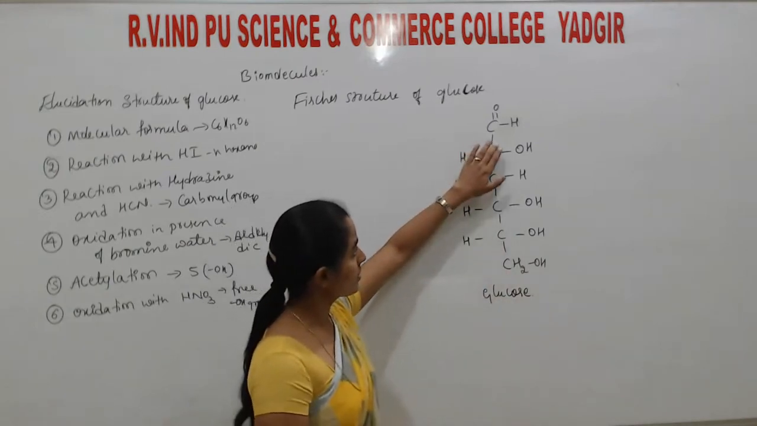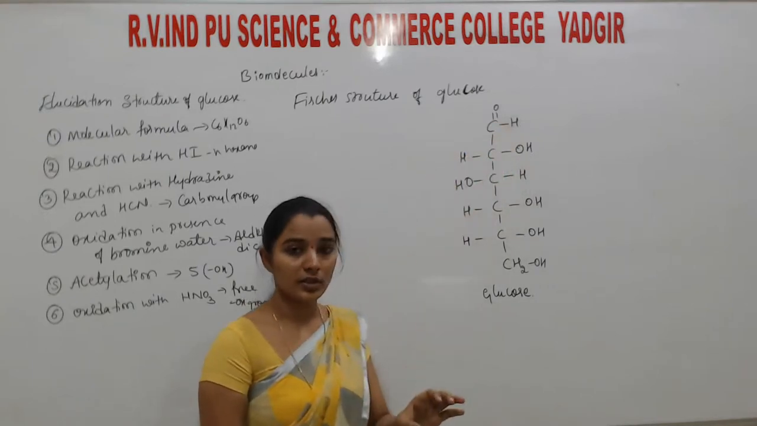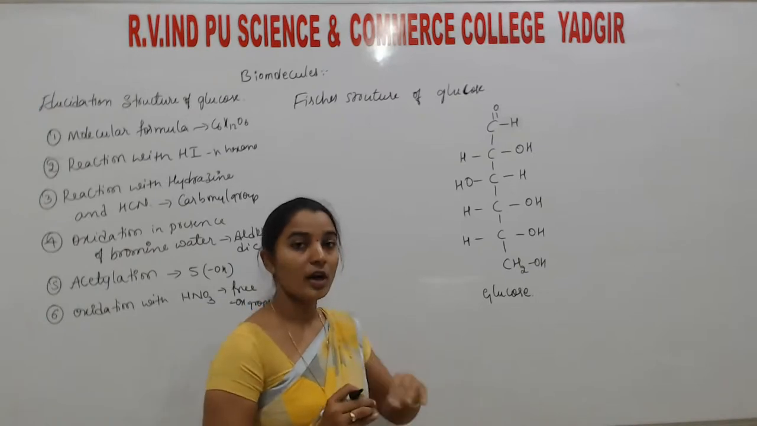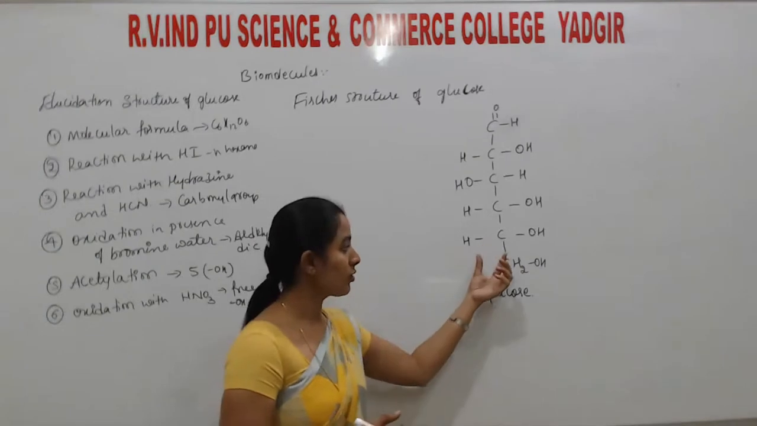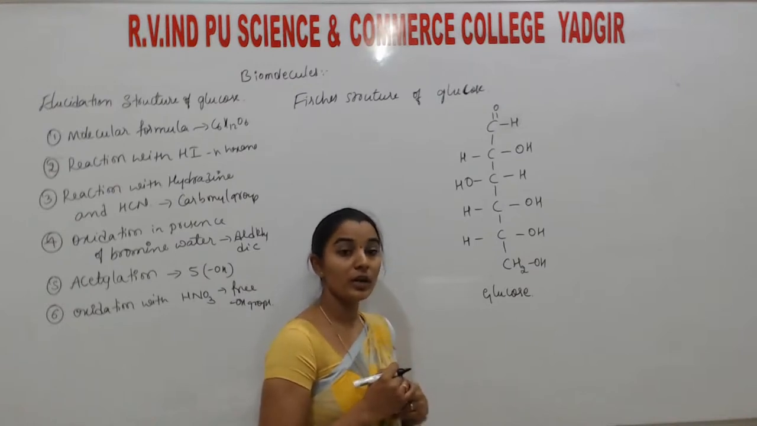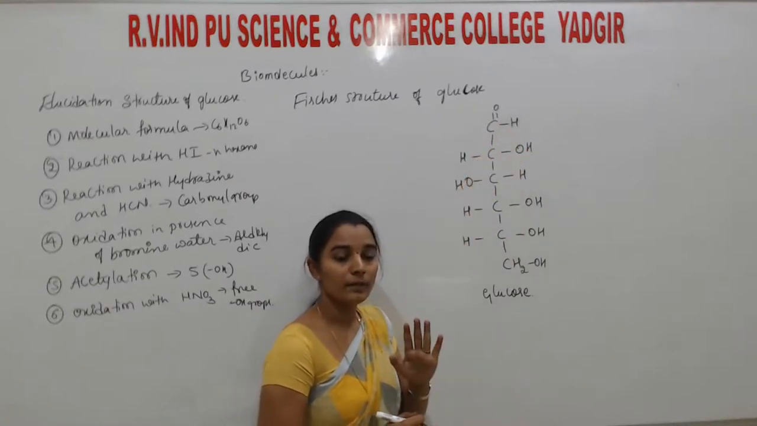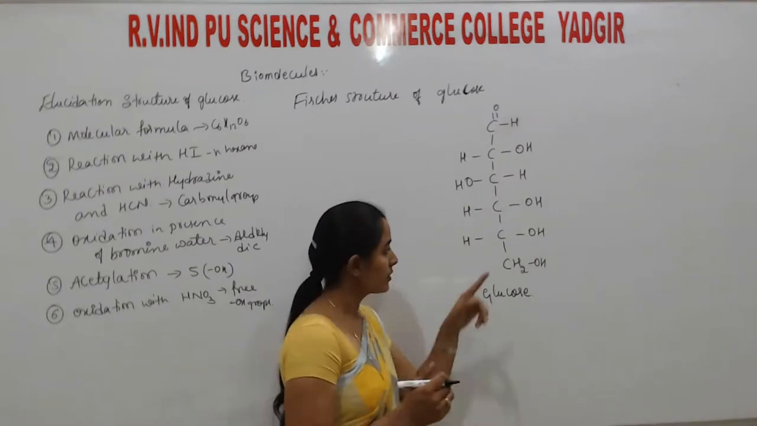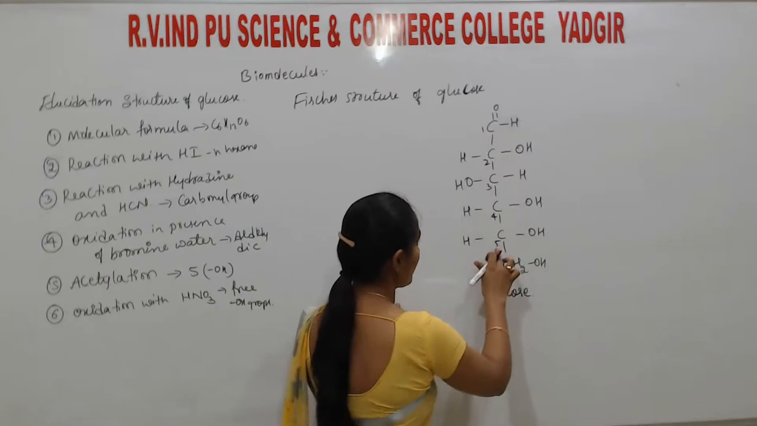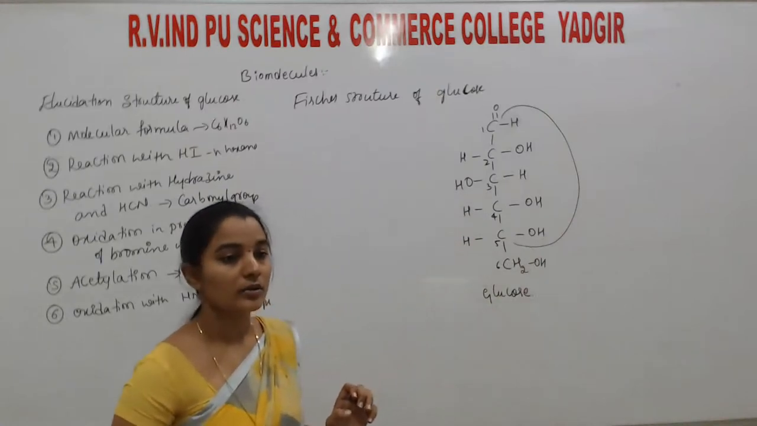So students, from this structure we can easily say, of course the aldehyde group is there, so it should reduce Tollens reagent and Fehling's solution. But when we add Tollens reagent or Fehling's solution to glucose, it cannot be reduced. Means when Tollens reagent is added, there is no formation of the silver mirror. If Fehling's solution is added, there is no formation of red precipitate. That means, of course, the aldehyde group is present, but that aldehyde group is not free. It is cyclized. How? So listen, these are 1, 2, 3, 4, 5, 6 carbon atoms. Carbon 1 and carbon 5 get cyclized by the removal of a water molecule.